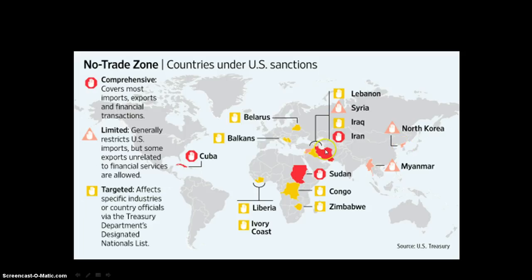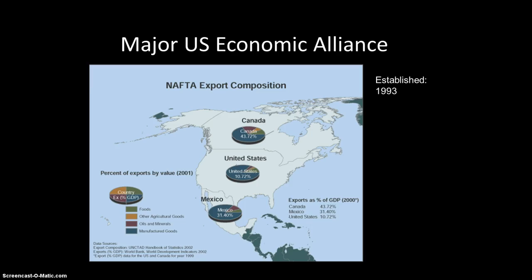Here's Iran, which we have heavily sanctioned because of their nuclear programs. Right, so we use economic policies to try and influence the decisions that other countries are making. We also have trade agreements with other countries. So here's an example of an important one called NAFTA, which stands for North American Free Trade Agreement.